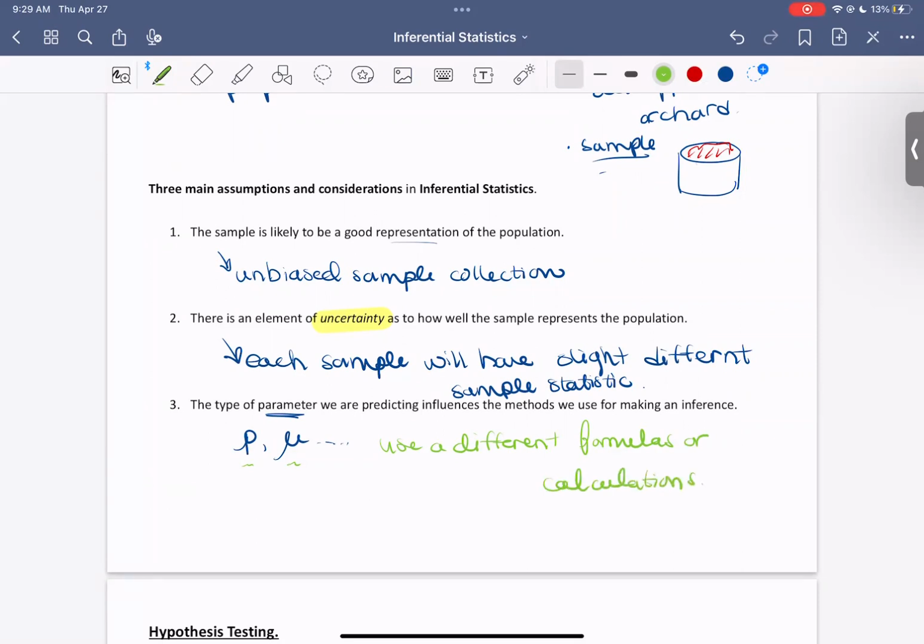Don't worry, in this video we're not going to get into the details of each of these different types of formulas, but I will refer you to where you can find information about calculating the values necessary in the hypothesis test for each type of parameter that you might be interested in.